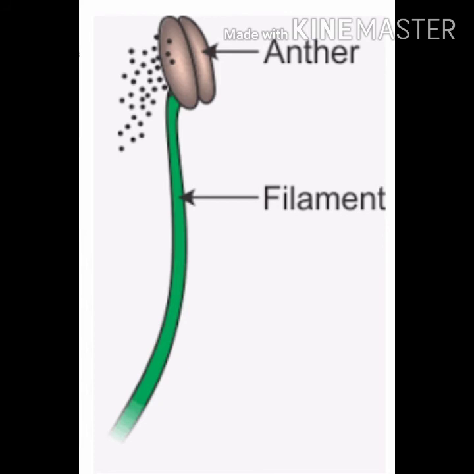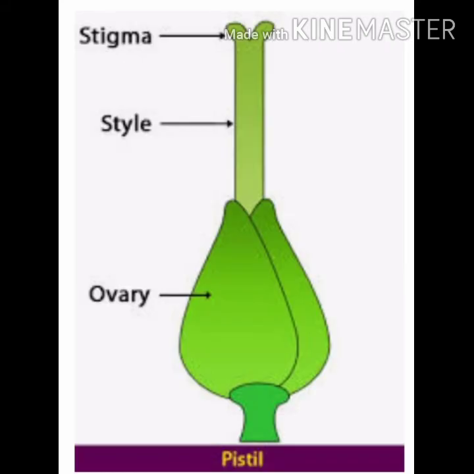Then, inner to it, the innermost part of the flower is the pistil. The pistil is shown in figure 7.24. Pistil consists of 3 important parts: a basal swollen part called the ovary, a middle long style, and an upper sticky part, the stigma. The stigma is somewhat sticky.